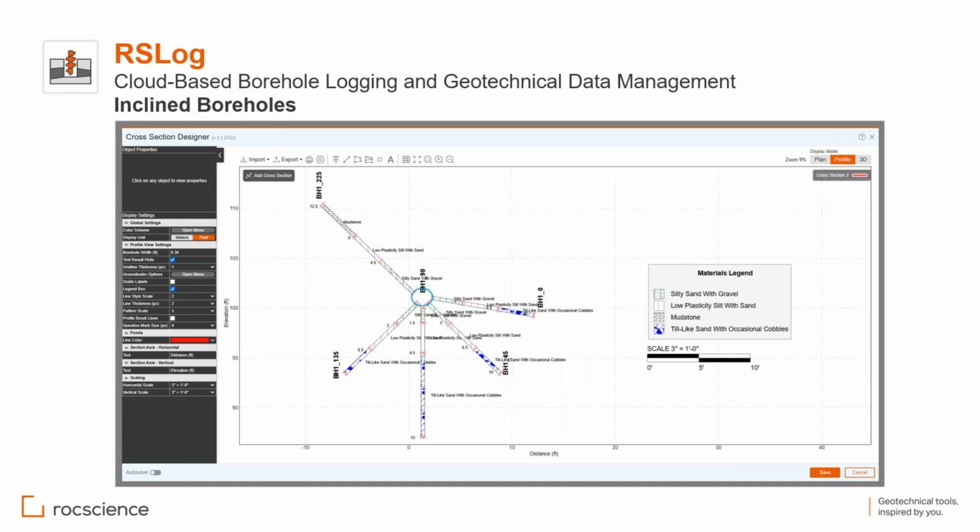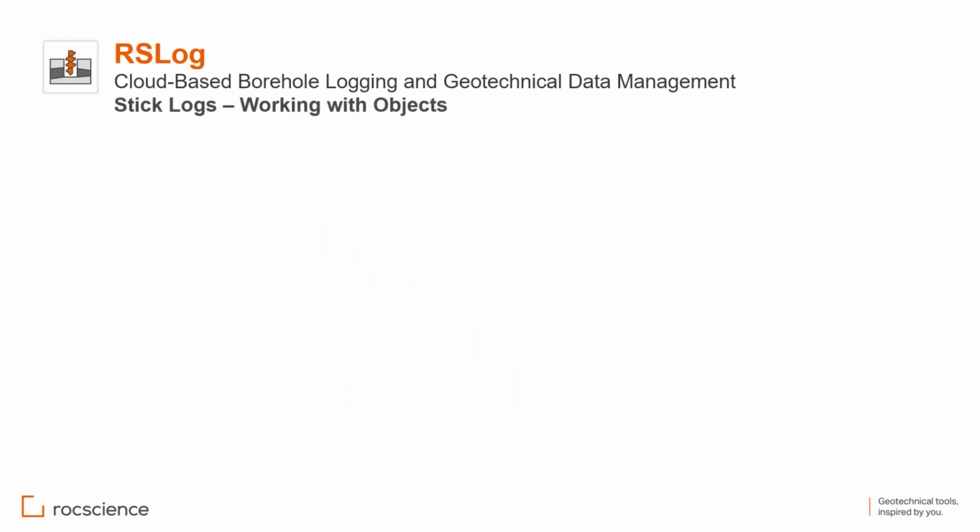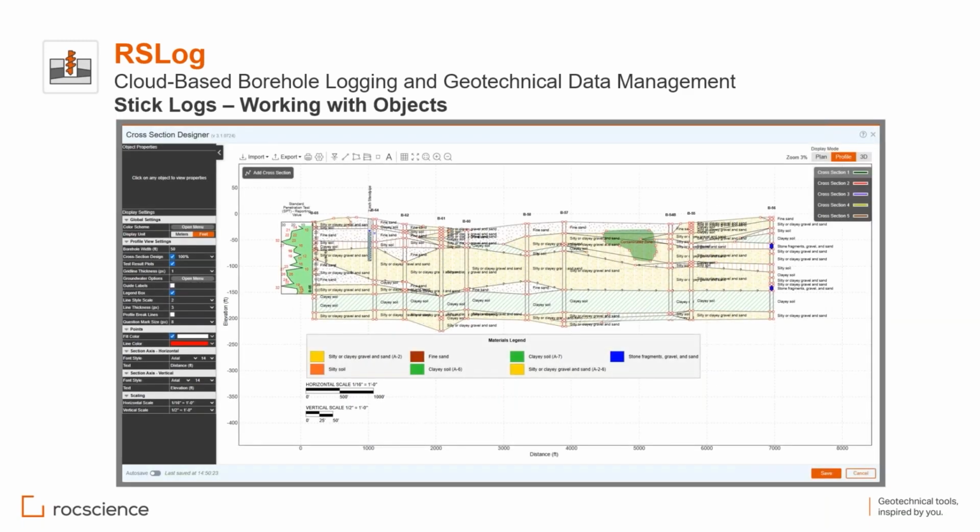I also want to show here that inclined boreholes are supported. In this example, we have a tunnel with 5 boreholes. Even if it's not a tunnel in a normal project, you can easily have inclined boreholes. In this example, you see the cross-section is designed, and all of that is done by the same methodology I explained, just connecting layers together.